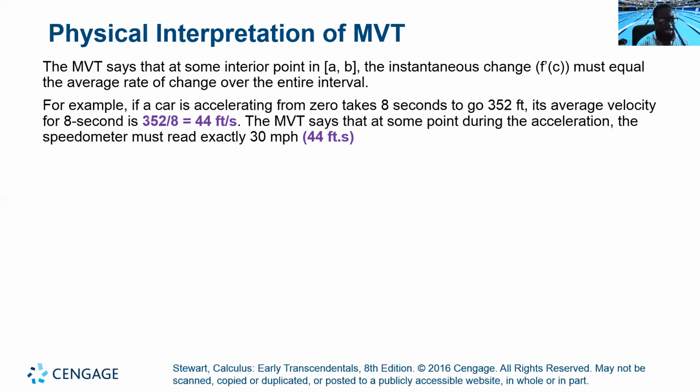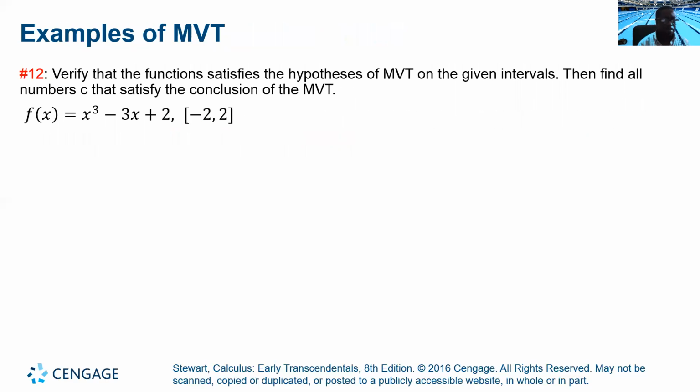For example, if a car is accelerating from 0, takes 8 seconds to go 352 feet, its average velocity is 44 feet per second, because if you divide 352 by 8, you get this. Now, the mean value theorem states that at some point during the acceleration of the car, the speedometer must read exactly 44 feet per second. This is per second. So that is the physical interpretation of the mean value theorem.